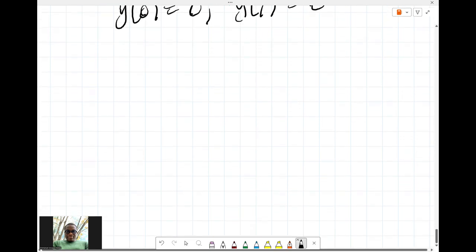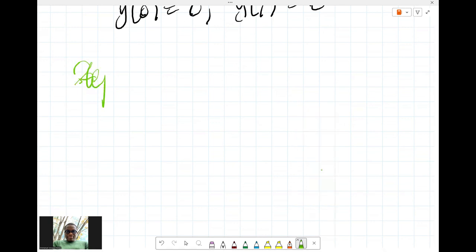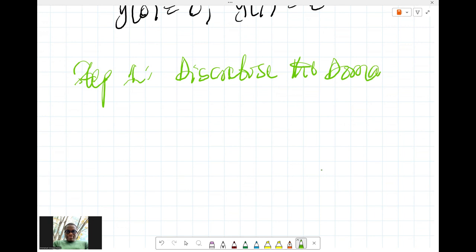So that's the problem we have. So can we go step after step to deal with that? So we go for step 1, like we learned already. Step 1 requires us to discretize the domain. Okay, we have the domain to be 0 to 1, clearly.